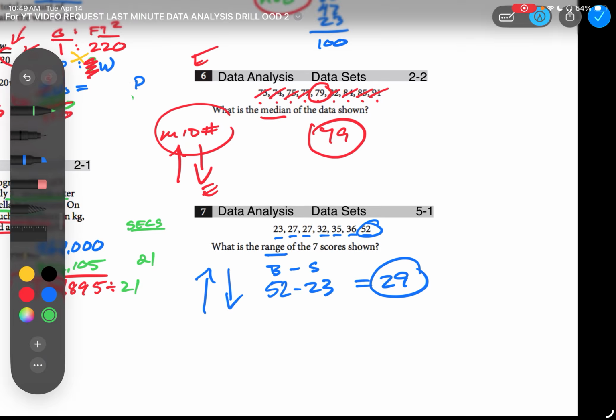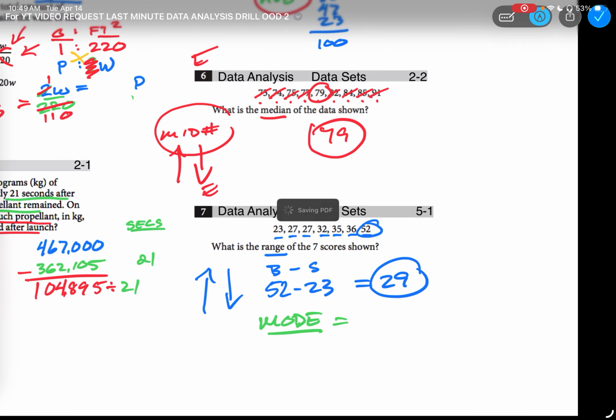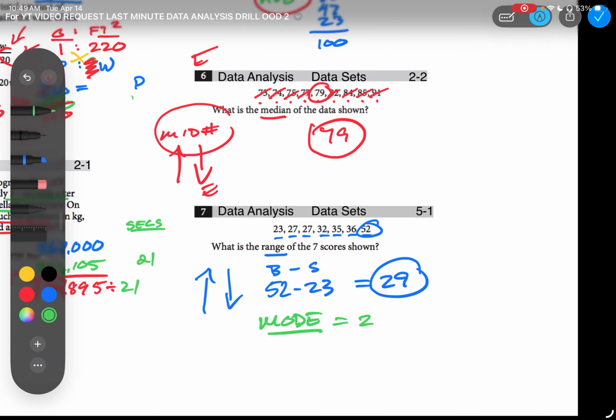Now, I'll give you one more thing. What if they ask, what is the mode of the list of numbers? What is mode? The number that repeats the most. And what number repeats the most here? 27 would be our mode.